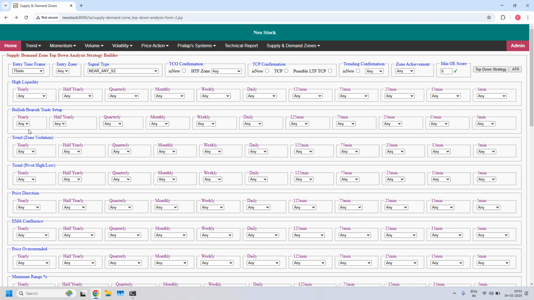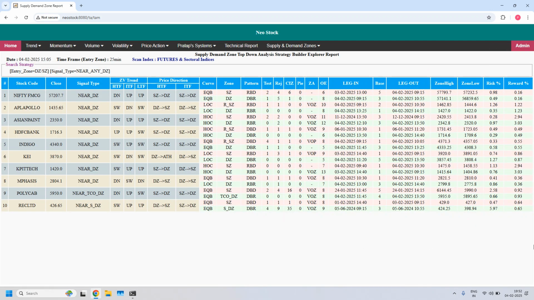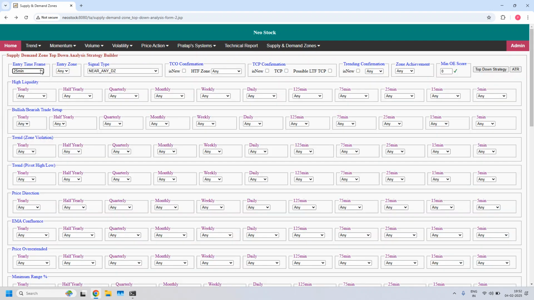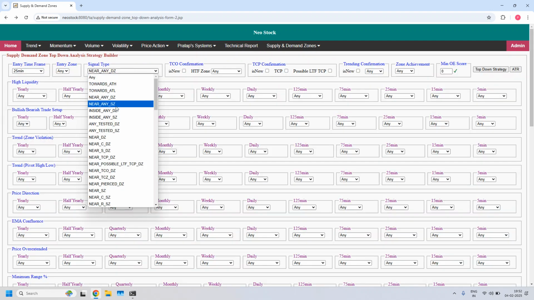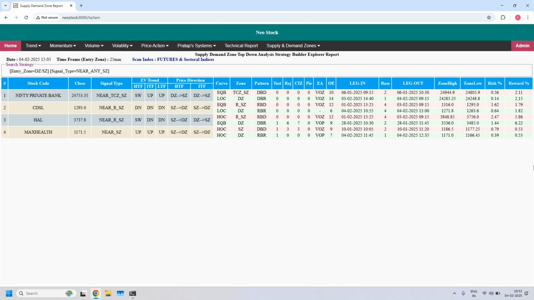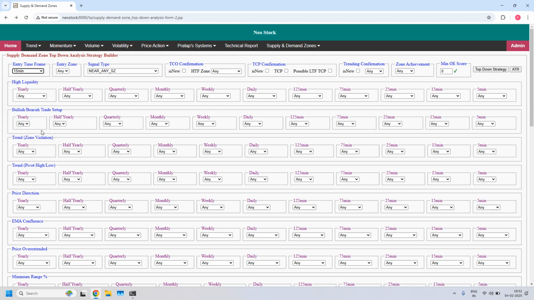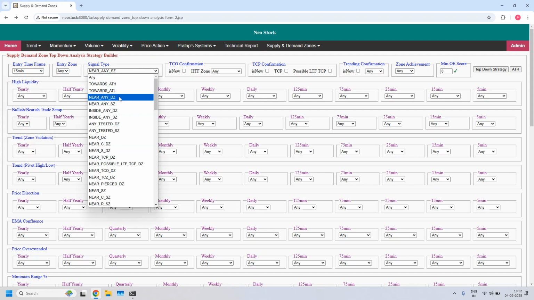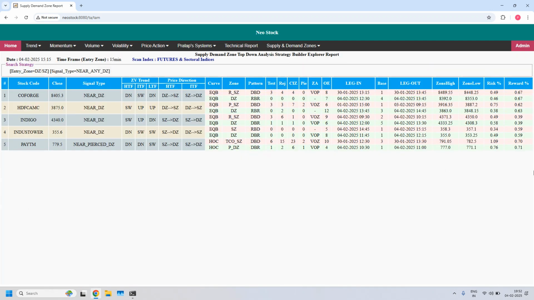time frame is 25 minutes. Stocks near 25 minutes demand zone. 10 stocks are filtered. Next 25 minutes time frame, stocks near 25 minutes supply zone. We got 4 stocks. Next time frame is 15 minutes, stocks near 15 minutes demand zone. We got 5 stocks.